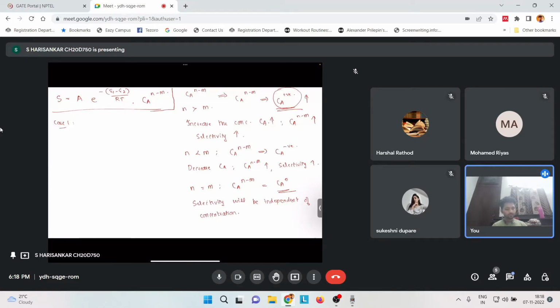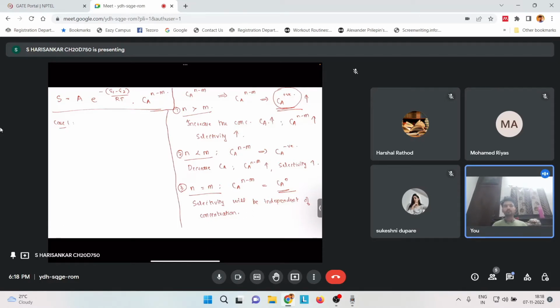Okay, so these are the three cases. This is case 1, n is greater than m. This is case 2, m is greater than n, and this is case 3 where n and m are equal. So this is how we can manipulate our selectivity with respect to the concentration of the reactant.